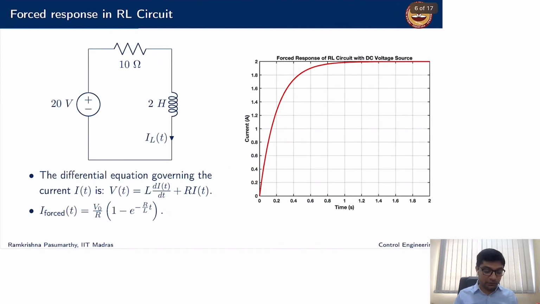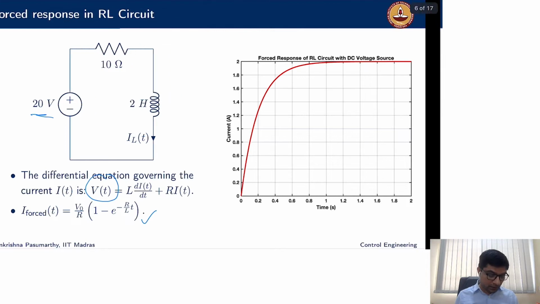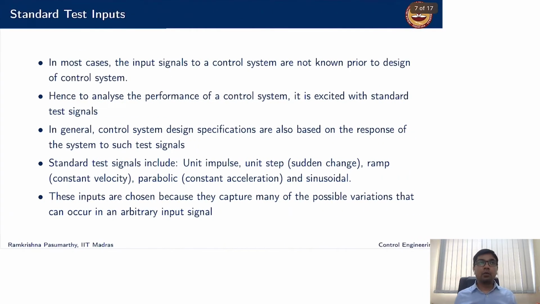Forced response, things would get interesting if I just put a voltage source here. Then instead of L di/dt plus Ri being 0, I have an input voltage, which gives me a solution to the differential equation of this form. I can do it in the Laplace domain, the inverse Laplace, and so on. It will still lead me to this same behavior. Now, what am I trying to do here?